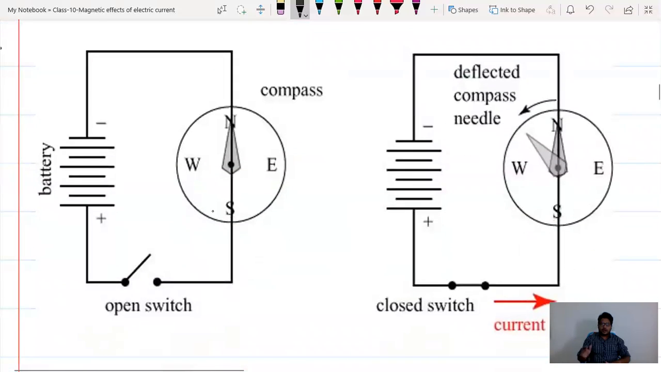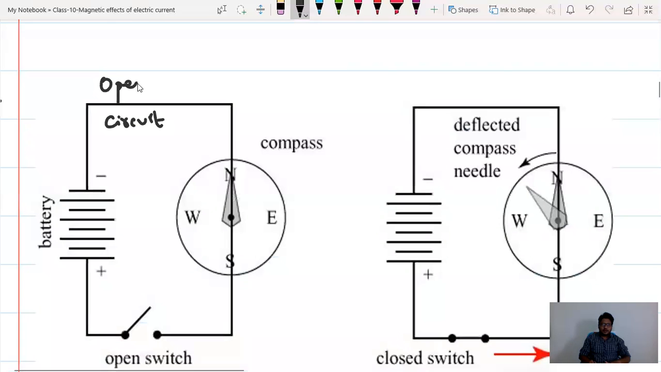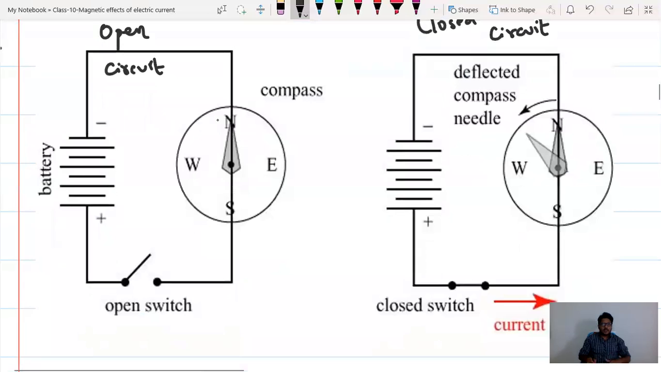Next, we have learnt, if you take a circuit, two circuits we are considering. First one is an open circuit. Second one is a closed circuit. How can you say this one is open, that one is closed? You see here, the switch is open, so it is an open circuit. Here the switch is closed, it is a closed circuit. Now there is a circuit with a battery and switch. They kept one compass needle, and you can see the direction. For example, if this is north, this would be south, this is east, this is west.